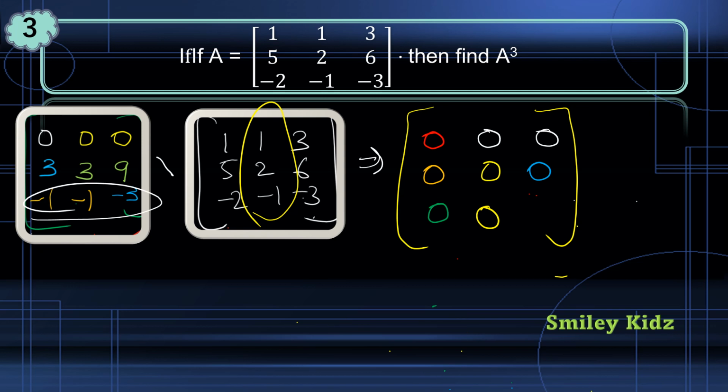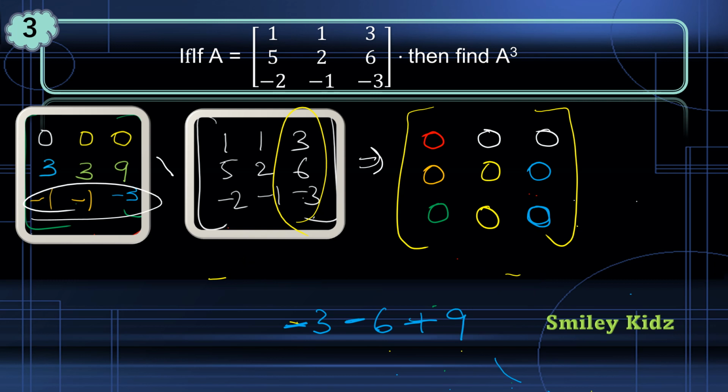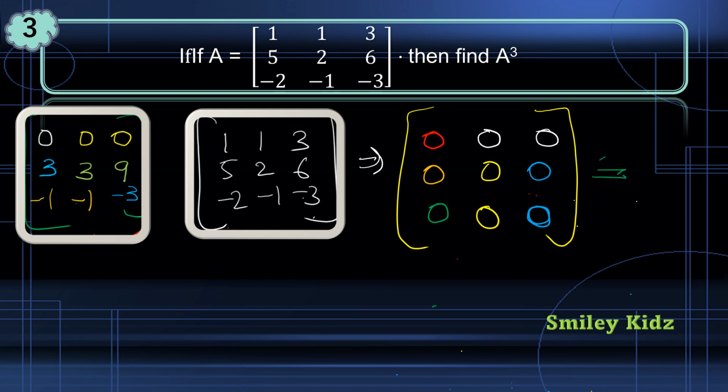Fine, now let's take on the third column. Alright, this will be minus 1 into 3 plus minus 1 into 6 plus minus 3 into minus 3. Now this is equal to minus 3 minus 6 plus 9. Again minus 9 plus 9 will be 0 again. Alright. What is this over here? Here the colorful matrix over here is a cube, which is a null matrix.